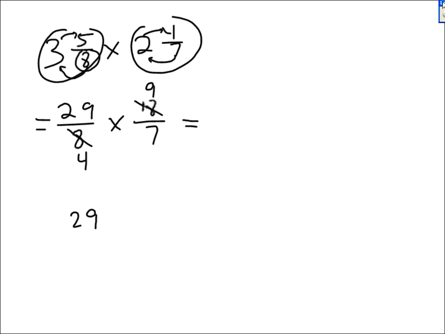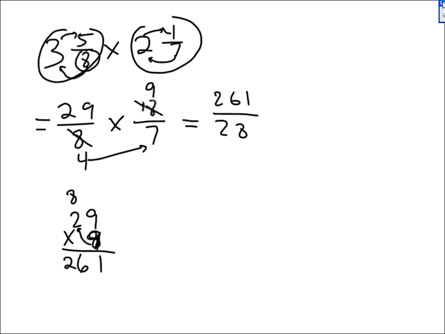29 times 9 is 270, 241, I guess. 81, 18 and 8 is 6. I should guess again. But I have problems with that. I have a lot of problems. 270. Yeah, it's 261. What am I thinking? Over 4 times 7 is 28, and there's the answer.